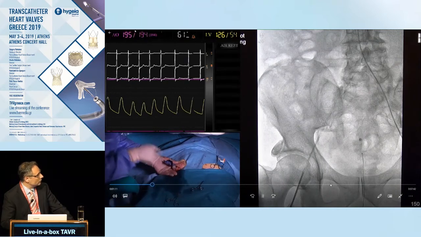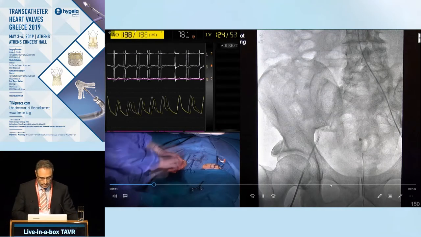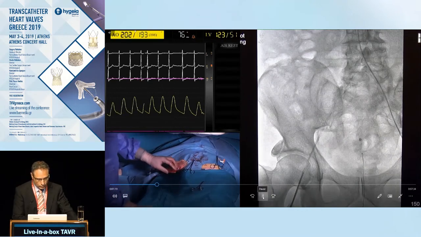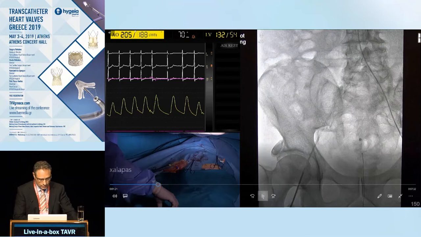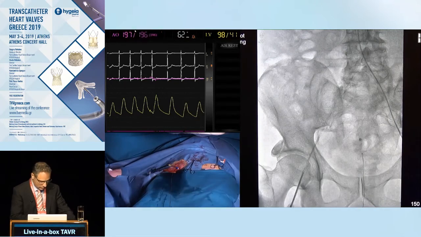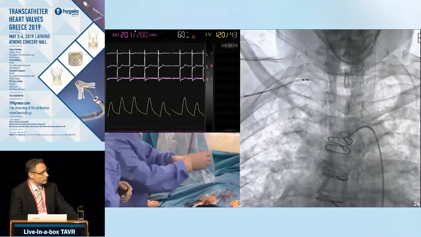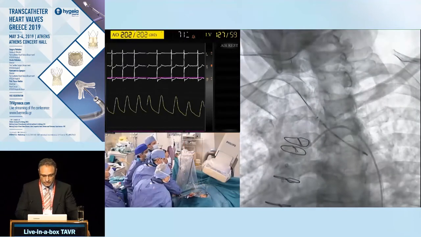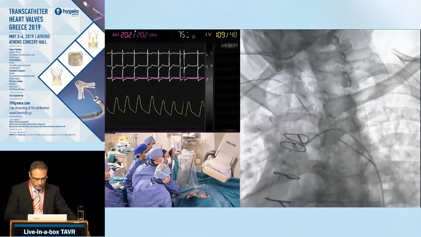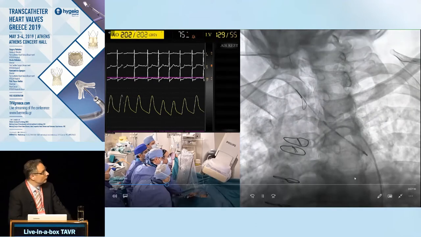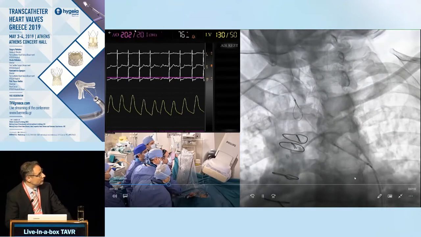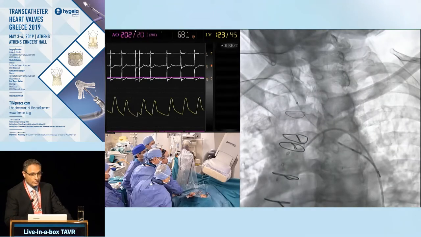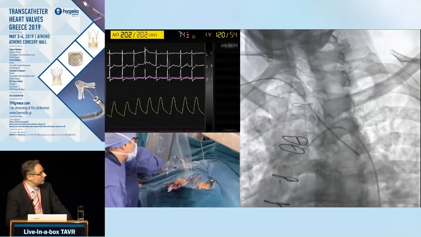And then we insert an 8 French sheath at the puncture site. At the same time, as you will see here, we have already inserted the radial sheath, which was a 6 French radial sheath through which we would insert the Sentinel device. And here you see the introduction of the Sentinel device up to the aortic arch. We first deployed the first filter, then we stabilize it. This is the first step. We have 3 steps that we have to follow during this procedure.